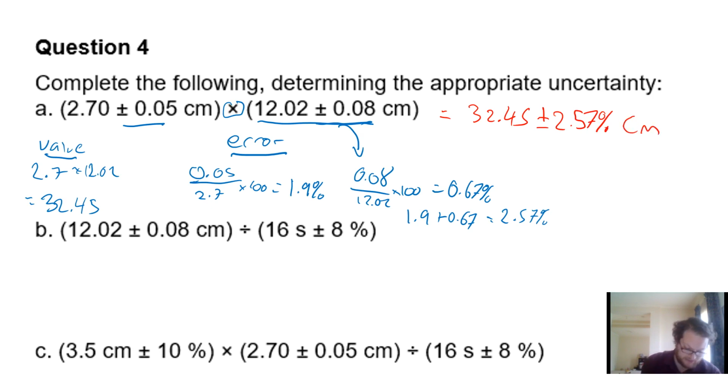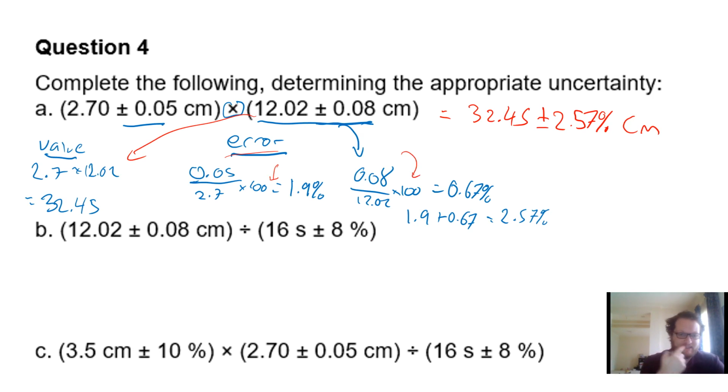Always check these. And look at that. That's quite difficult because the actual solving of the problem only took us like a second to do. The hard part of this problem is the errors, because I have to calculate the relative error for one, the relative error for the other one, and then add them together. That's the part that takes you a while to do.